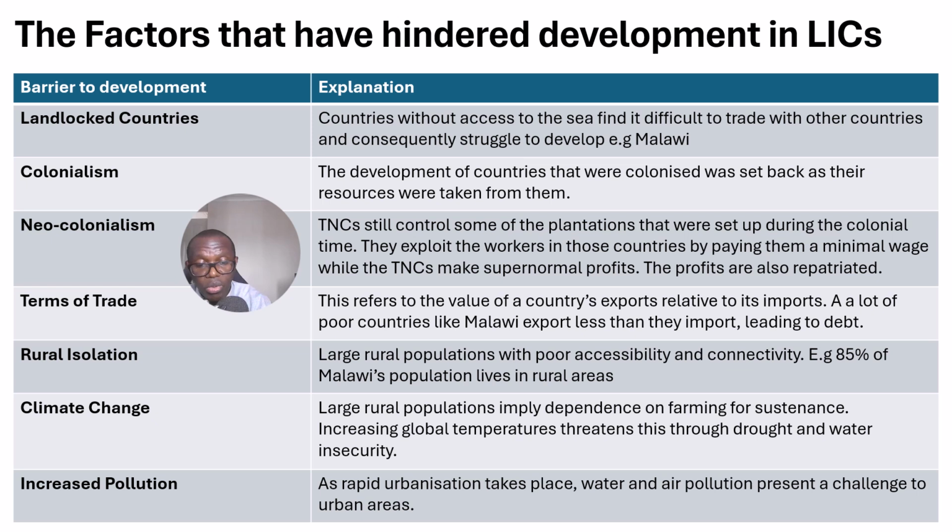So those people in those rural areas then choose to move to urban areas to try and get a better life. So they are seeking better opportunities in those urban areas. And when they move, obviously those urban areas begin to grow fairly quickly, which is where we are talking about rapid urbanization. And that rapid urbanization has presented several problems such as water and air pollution, which are big challenges in those urban areas. And these also, again, can hinder development in those LICs.